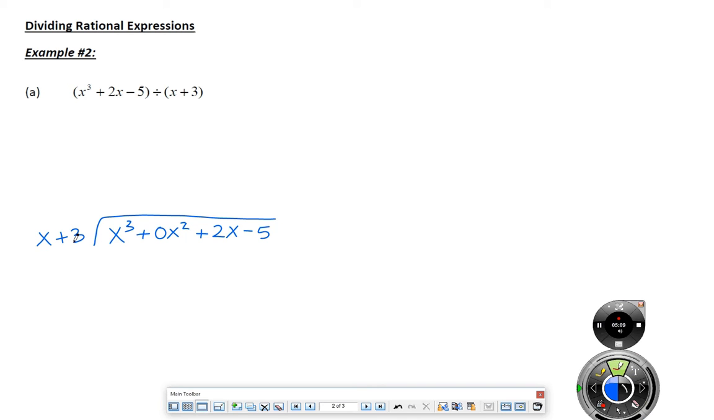So to make that happen, we're going to specifically choose what we would want to multiply by this to match at least the very first term. In other words, what do you want to multiply by this to get an x cubed at the beginning? So what times x would make x cubed at the beginning? X squared.